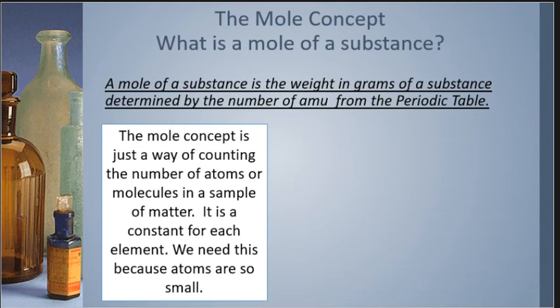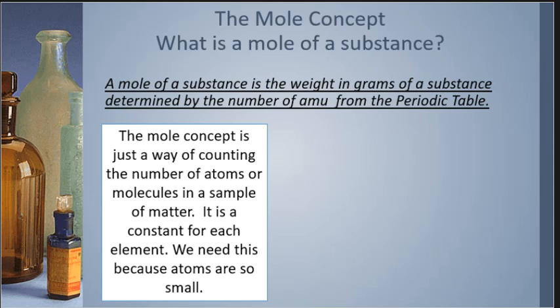So we're looking now at the mole concept. What is a mole of a substance? Here's what you're writing down. A mole of a substance is the weight in grams of a substance determined by the number of AMU from the periodic table. In other words, I can take that number at the bottom of our chart, something given to me, and translate that into something I can see with my eyes and weigh on my scale. But I can't do it directly. I have to go through the mole.